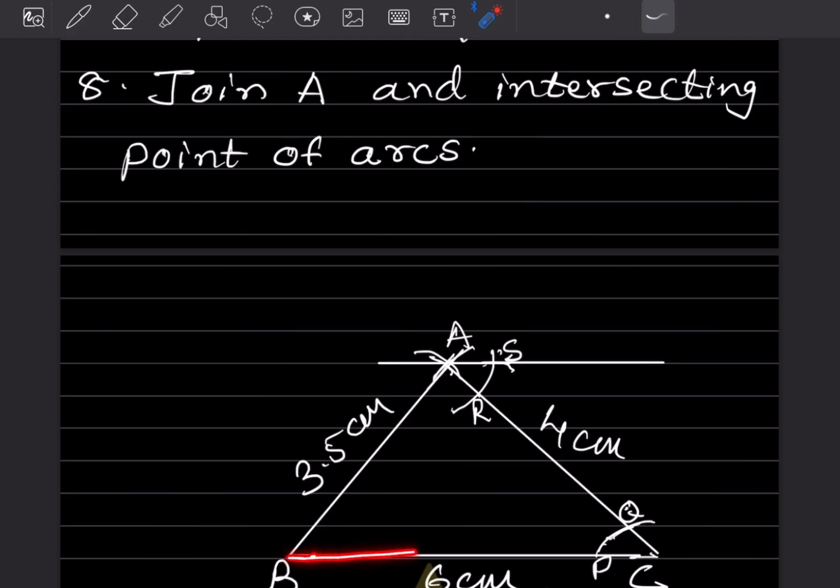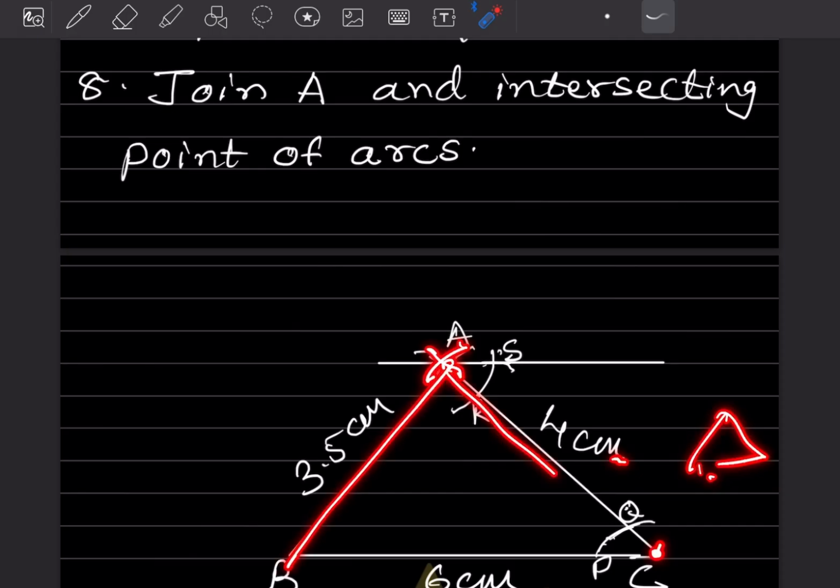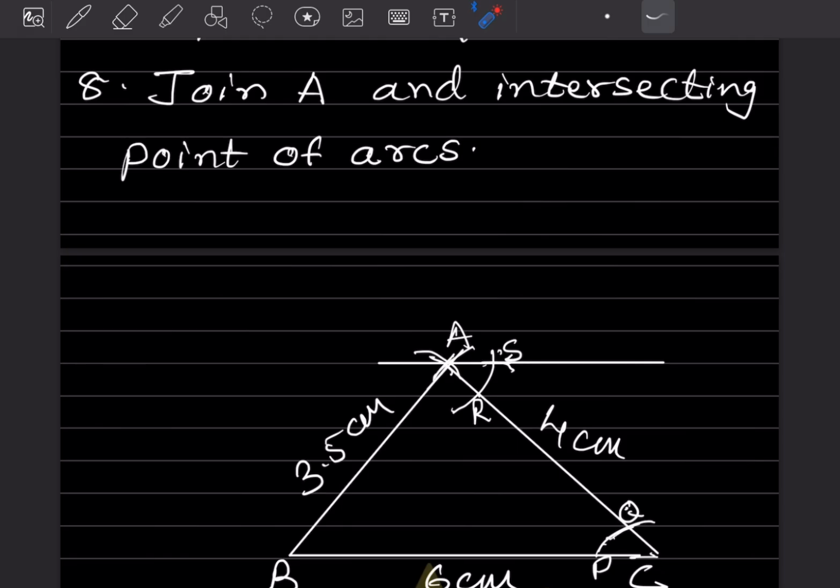Here BC is taken as 6 centimeter. From here, AB is given as 3.5. So keep your compass over here, take 3.5 and draw one arc over here. Then keep your compass over here, take 4 centimeter and draw another arc over here. And this is the point of intersection. You will join AB and AC. So now this triangle is done.